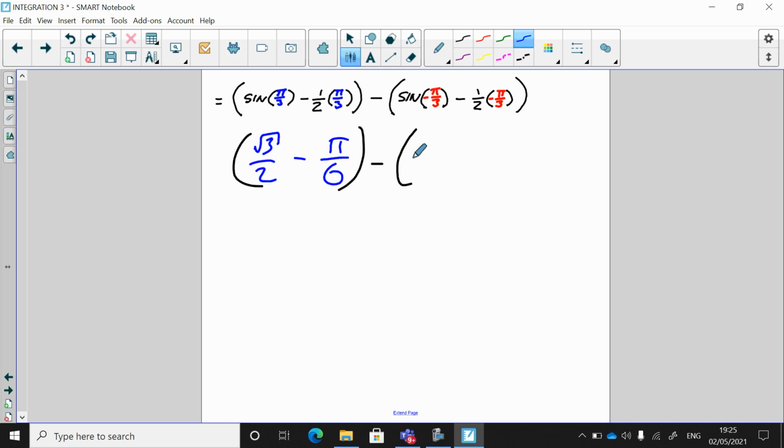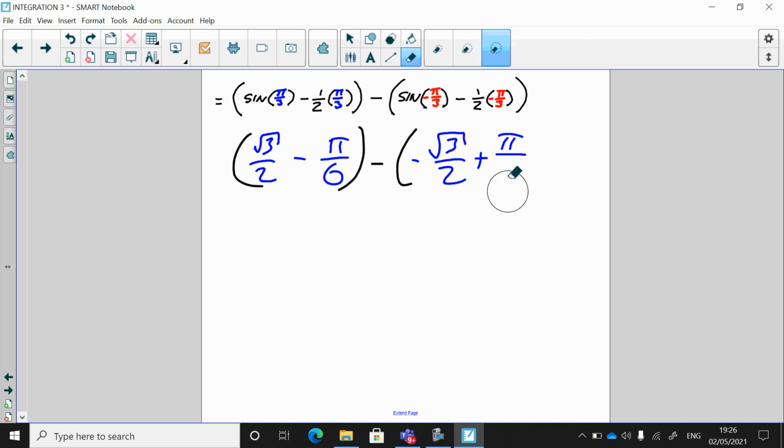Oh, that would just be negative root 3 over 2. And then you would take away 1, take away pi. Oh, wait a minute, that would be a positive actually. Pi over, that's made by 6, not a 0. Okay, we'll get that there.